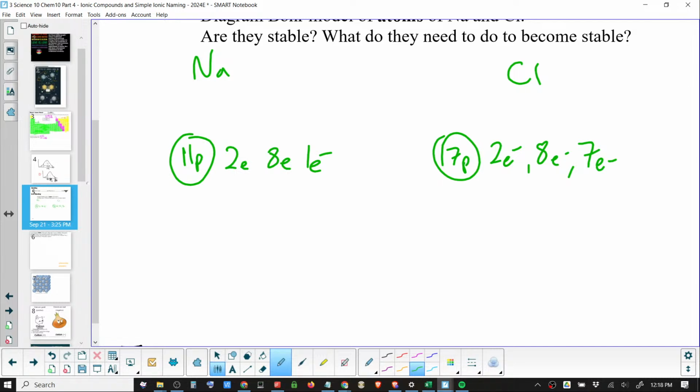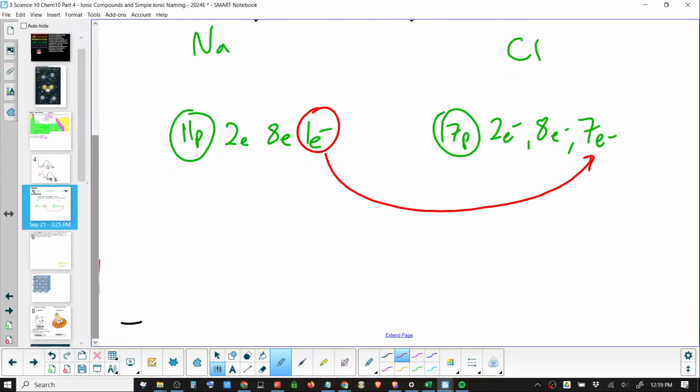These are the atoms. Are they stable right now? They're not right now, because they do not have full valence shells. The sodium can react with chlorine to make sodium chloride by sodium giving away its electron, and it can be accepted, and then we end up with sodium chloride.